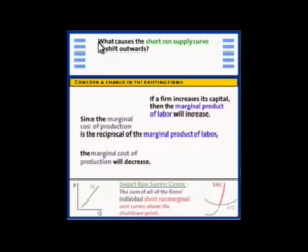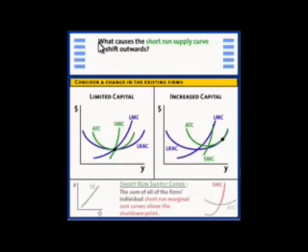Now, that's a roundabout way of saying that one thing that can shift out the short-run supply curve is if the existing firms get more capital. As we move from the short run to the long run, the short-run supply curve will move outwards because the existing firms may acquire more capital. And when they acquire more capital, labor becomes more productive and the marginal cost falls for the individual firms. All right, that's reason number one. The short-run supply curve shifts outward if the existing firms get more capital.